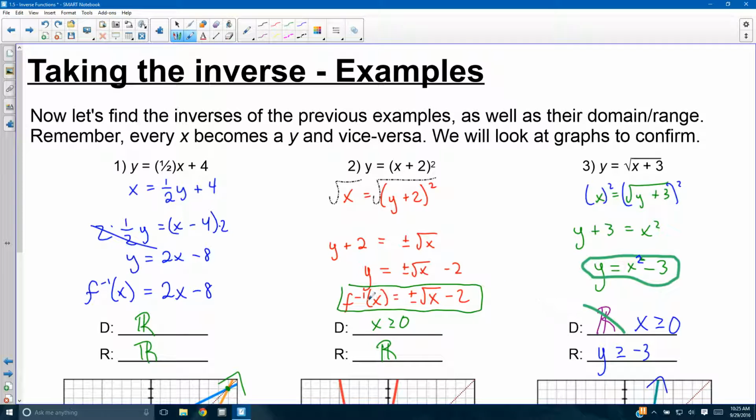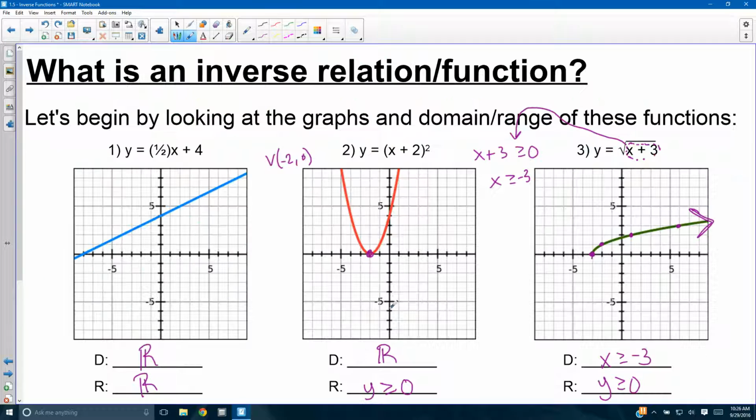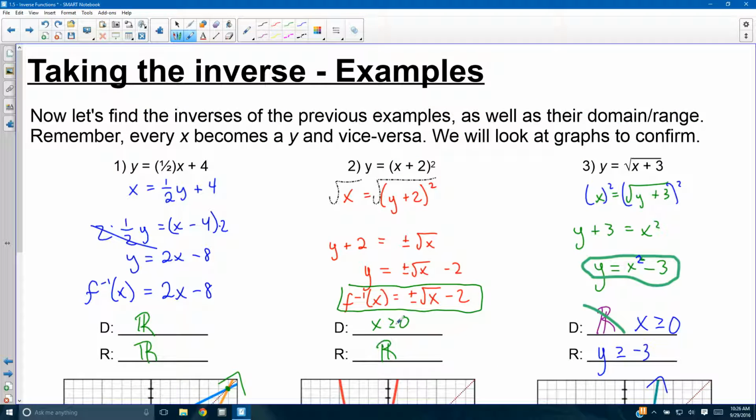They're the same, but anything that was in the domain before is now the range. Take a look at this. All real numbers domain, y is greater than or equal to 0. What's over here? X is greater than or equal to 0 here, and all real numbers. So anything that was domain has now become range, and anything that was range has now become domain for the exact reason that every x becomes a y and vice versa.